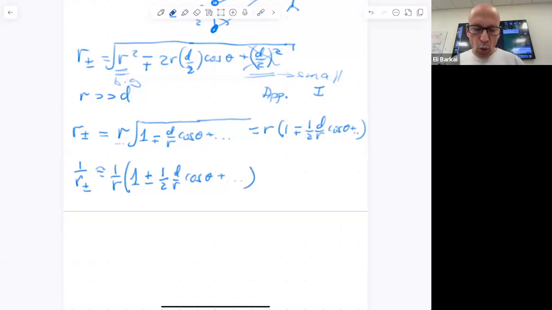Okay, so where did we expand 1 over R plus and 1 over R minus in our course? And what does this remind you? In statics. What is cosine theta?